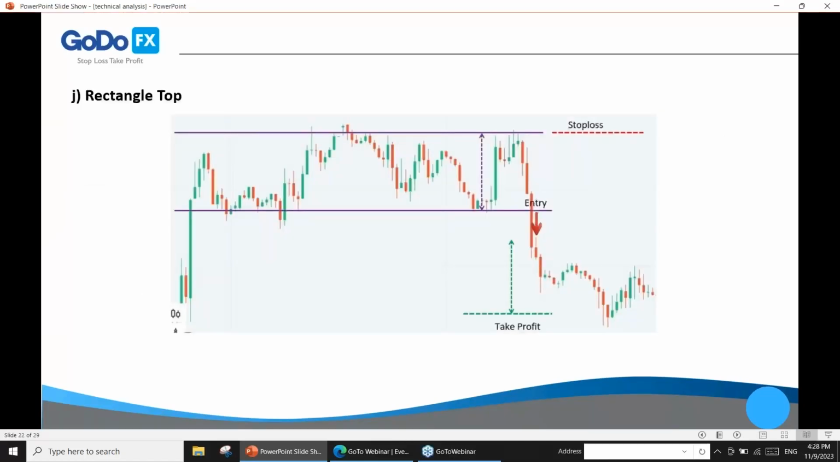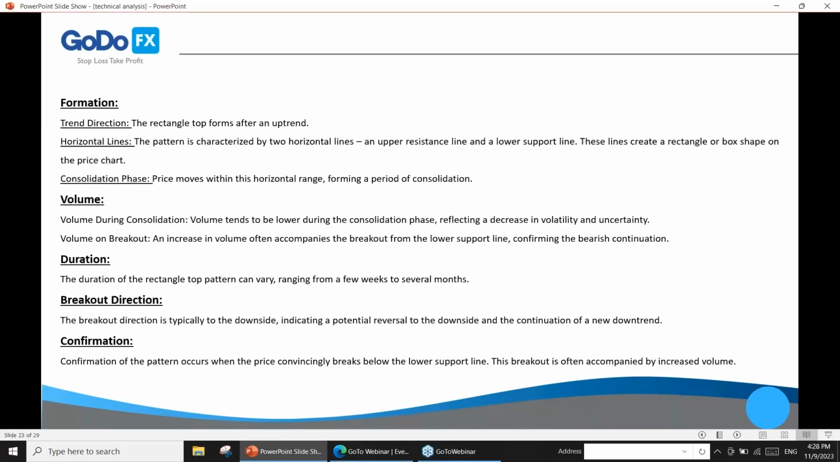Now for the rectangle top, which is also known as a rectangle, also as a consolidation pattern, which is a bearish continuation pattern that typically forms after an uptrend. Here are the key characteristics of it.